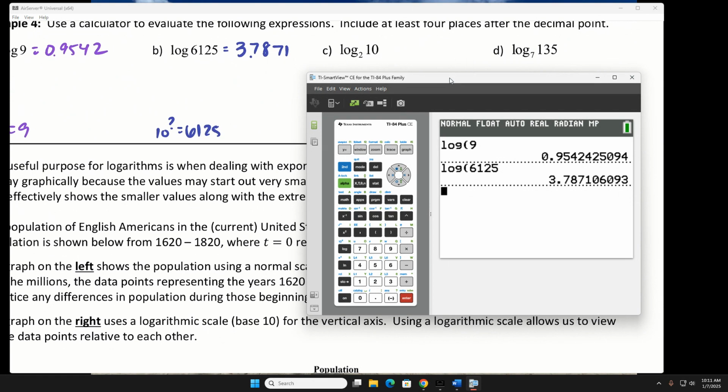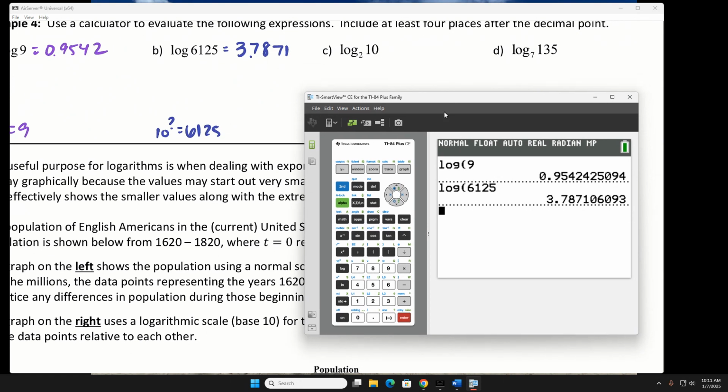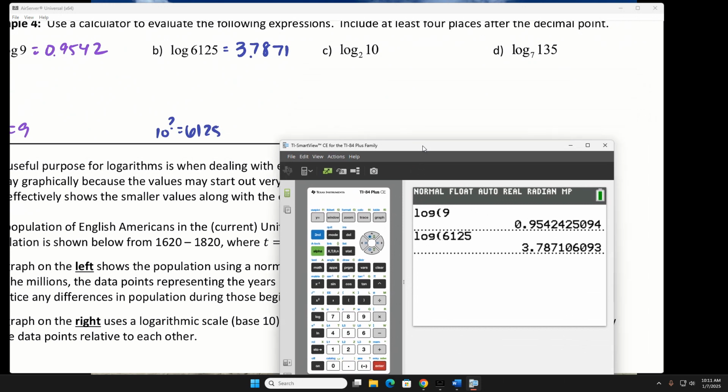Okay, 2 to what power gives you 10? Do you know what two numbers it would be in between? 3 and 4. Yes, because 10 is between 8 and 16. It should be between 3 and 4. What should it be closer to, do you think? 2. Or 3, yeah, good.